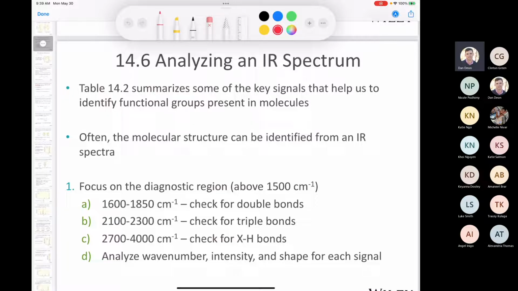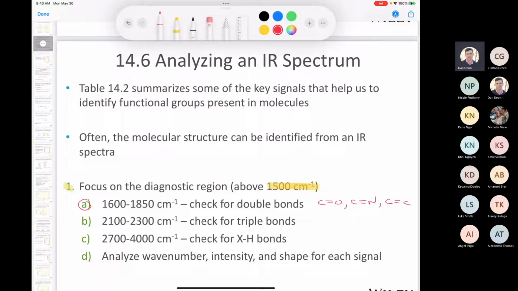First thing we're going to do is focus on the diagnostic region. What was that? That was above 1500 reciprocal centimeters. Remember that below that is the fingerprint region. We're not going to worry about that a lot in this class. Double bonds, whether a carbon-carbon, carbon-nitrogen, or carbon-oxygen double bond, tend to show up around 1600 to 1850. We're going to narrow that down even more when we look at the table in a few minutes.